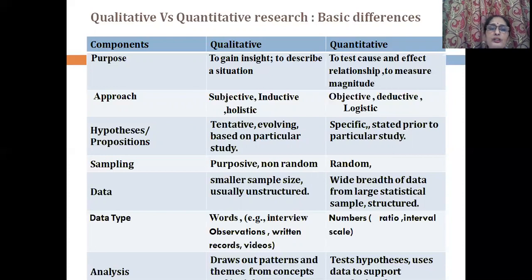The approach in qualitative research is subjective, inductive, bottom to top, specific to generic, a holistic view, whereas in the case of quantitative research, it is objective based on facts, based on logical reasoning, and deductive, moving from top to bottom, from generic to more specific, drawing specific conclusions as a result of the study.